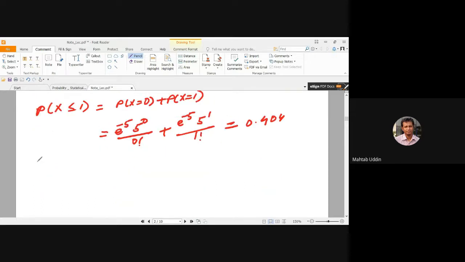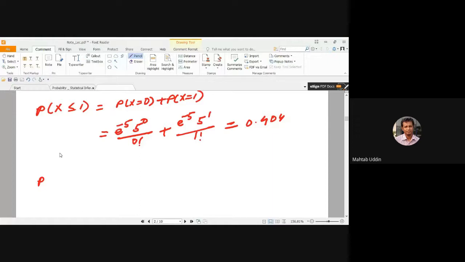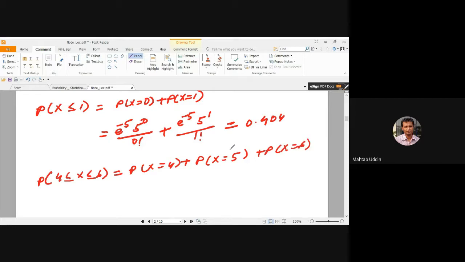And finally, as I said, you can see the probability of 4, 5, or 6 persons. This is actually an OR relation. That is 4 less than or equal to x less than or equal to 6. So in probability, this is probability x equal to 4, x equal to 5, and x equal to 6. In a similar manner, you can consider them, and after summing, you'll get 0.497. Do you understand?